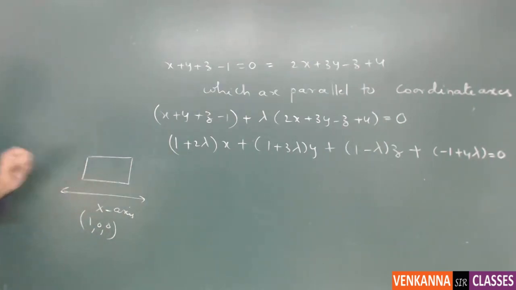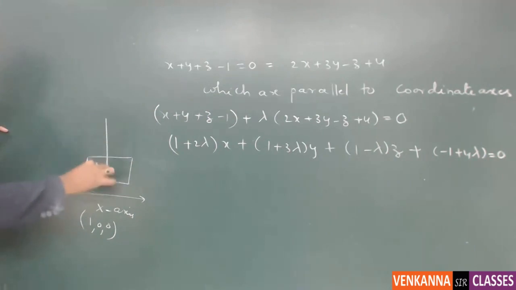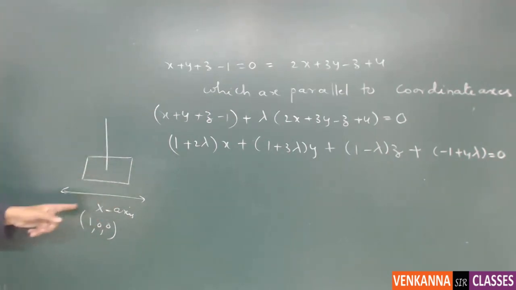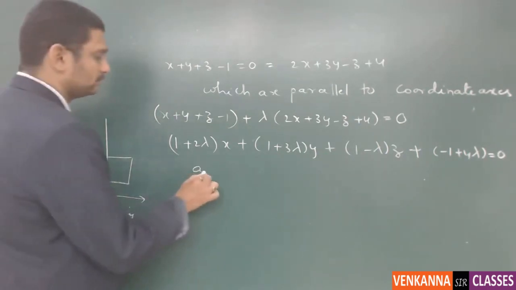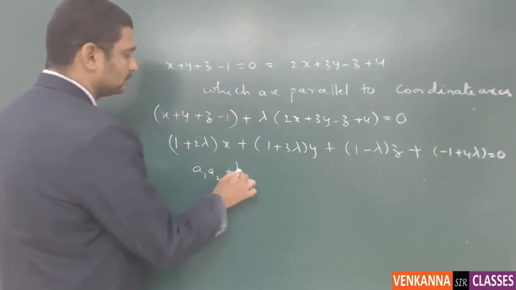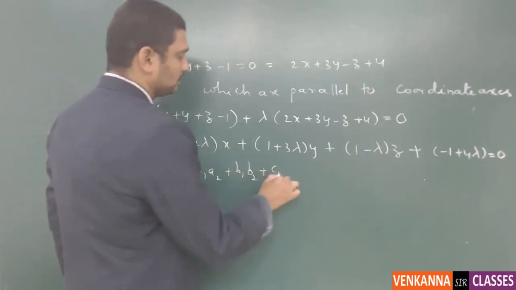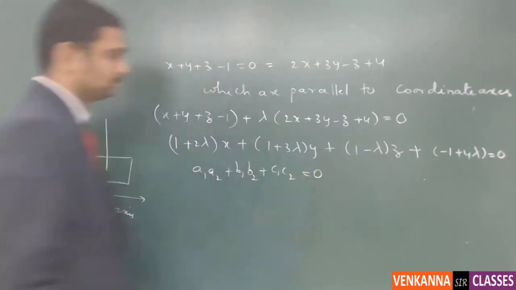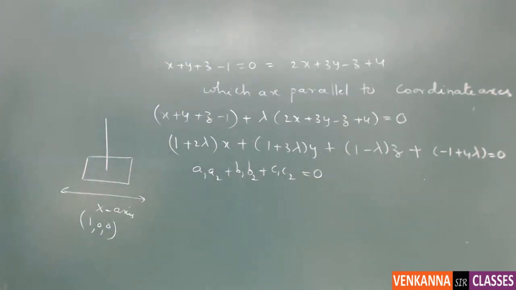So here, if you draw the normal to the plane, this is perpendicular to the x-axis. So we are going to apply the perpendicularity condition here: A1A2 plus B1B2 plus C1C2 equal to 0. Any questions from anybody?